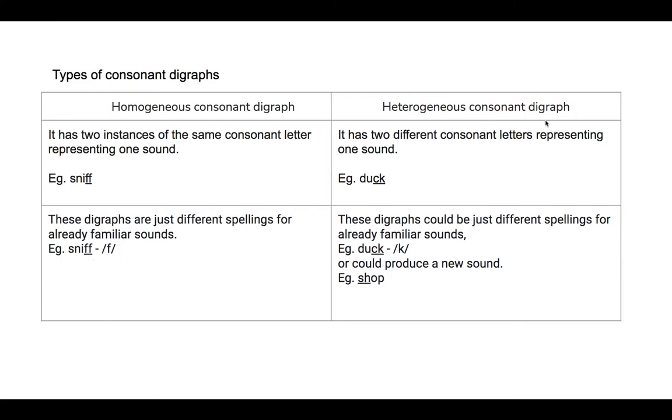Heterogeneous consonant digraphs have two different consonant letters representing one sound. For example, duck. These digraphs could be just different spellings for already familiar sounds. For example, the consonants C and K represent the sound K in duck, or it could produce a new sound. For example, shop. Here the consonants S and H produce a new sound sh.